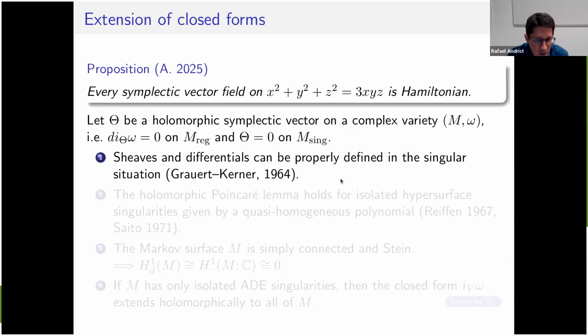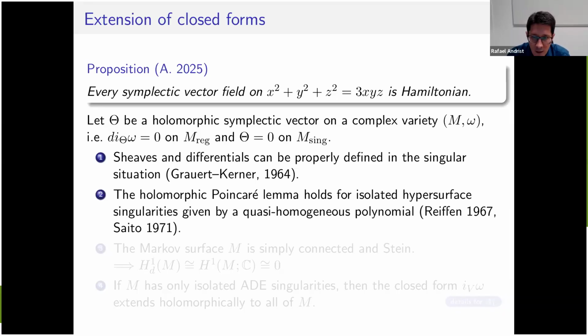So luckily, a long time ago, Grauert and Kerner studied the notion of sheaves and differentials. They looked at tangent sheaves and convinced themselves that they are coherent and so on in a singular situation. And then the next ingredient is that we need a Poincaré lemma. The holomorphic Poincaré lemma says that locally, a closed form is exact. But in the case of singularities, this is almost always wrong.